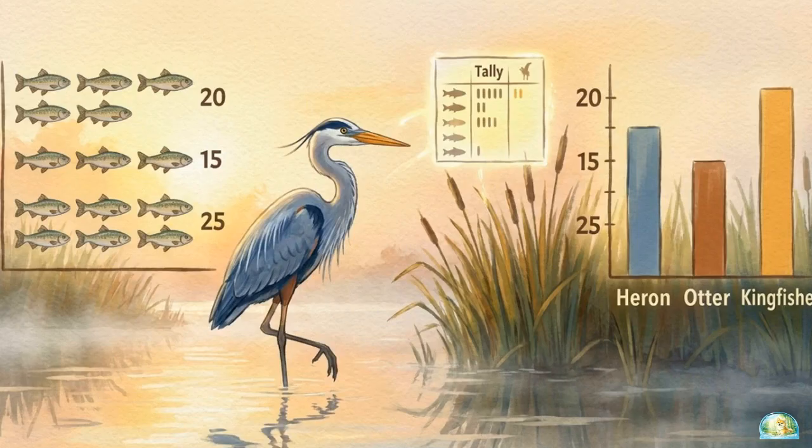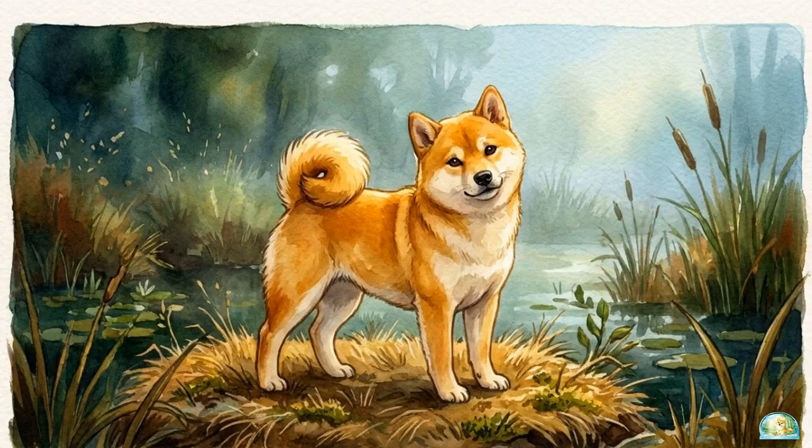Each symbol in a scaled graph is worth more than 1. Read by the key, then combine or compare. I'll see you at the next tally.